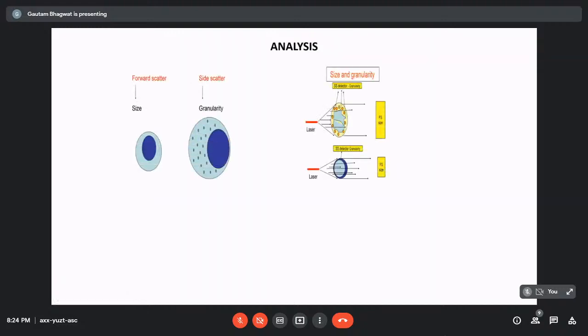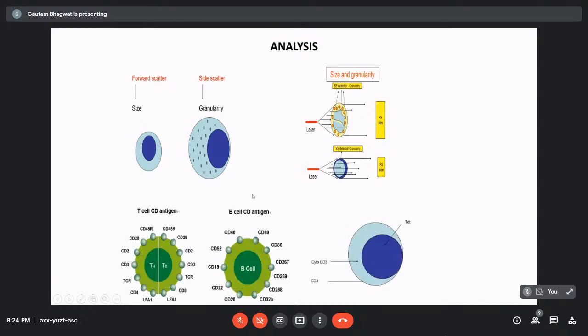So in short, what are we analyzing? We are analyzing the physical properties. Forward scatter is size, side scatter is granularity. Then we are analyzing the antigenic properties. So this antigenic, I missed out to first emphasize on this, that these antigens are not only present on the surface, but they may also be present in the cytoplasm and the nucleus.